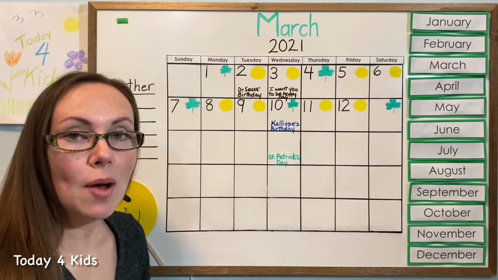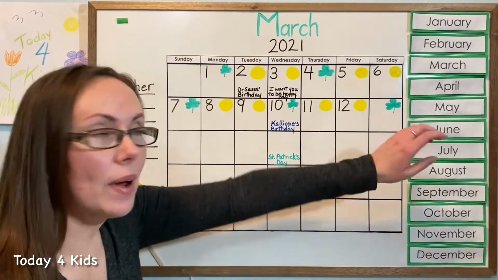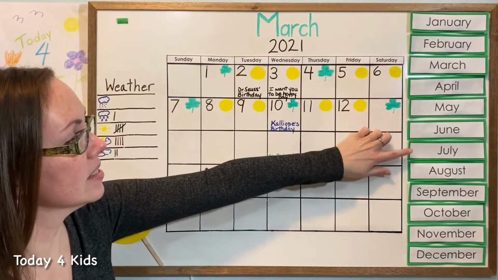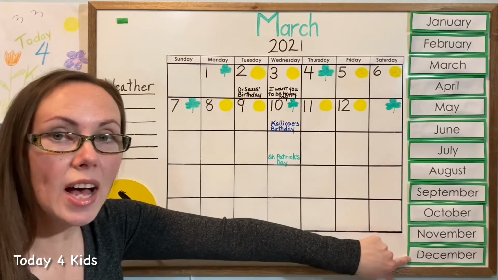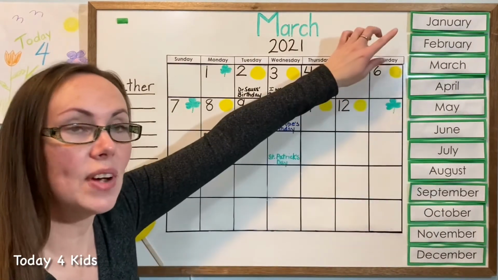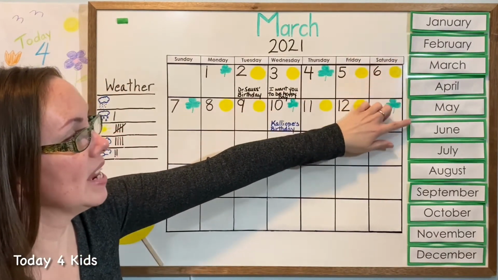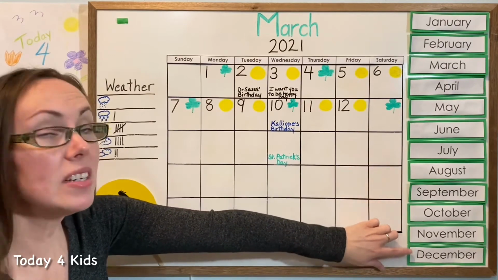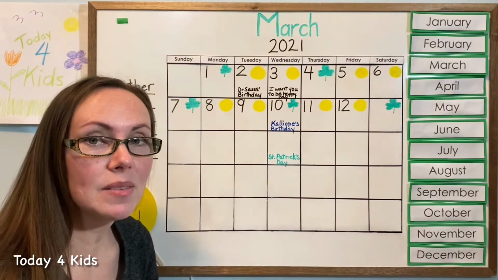And do you remember how many months there are in the year? Let's count them up and say their names together. Are you ready? 1, 2, 3, 4, 5, 6, 7, 8, 9, 10, 11, 12. 12 months in the year. Are you ready to say the names? January, February, March, April, May, June, July, August, September, October, November, December. Good job.